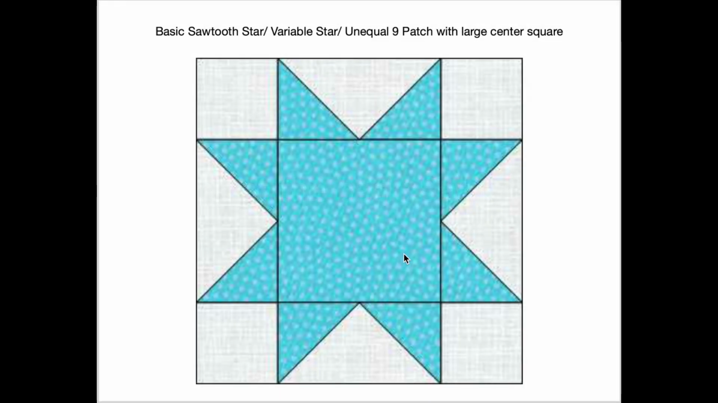Diagram of a basic sawtooth star. It's also called a variable star, and it belongs in the category of 9-patch patterns, but it's an unequal 9-patch because it has a large center square. So just keep that in mind.